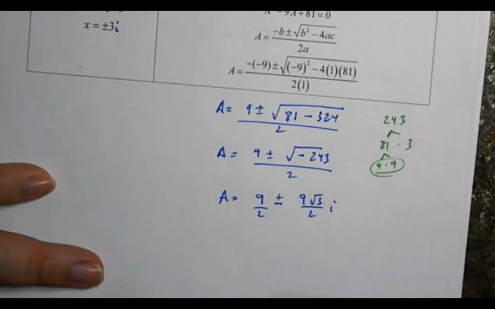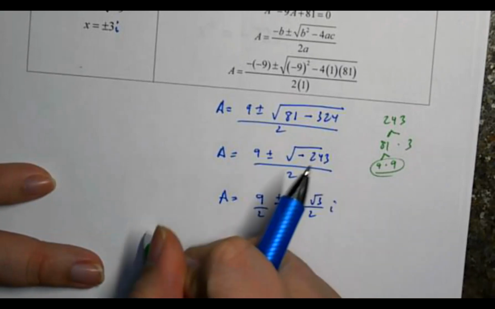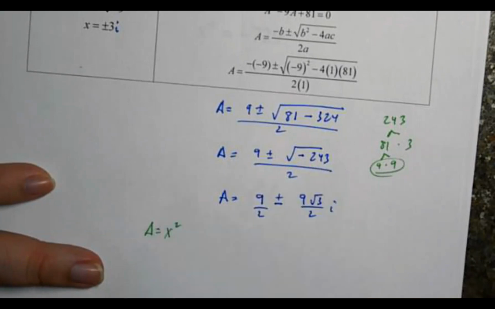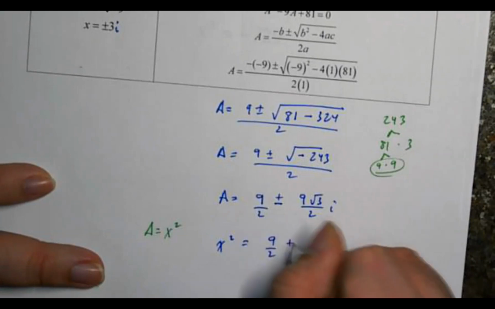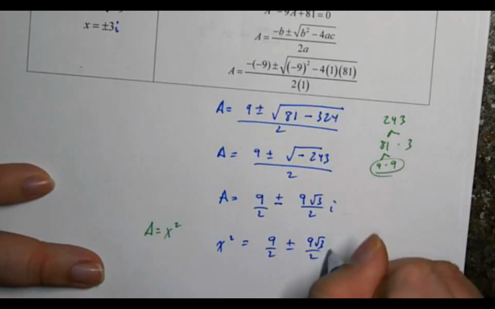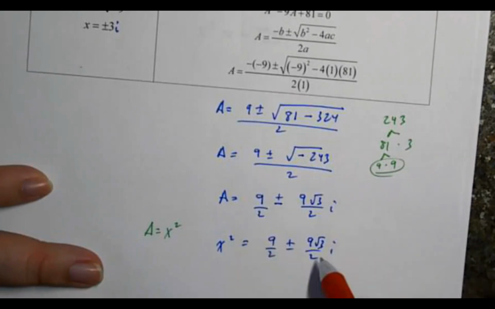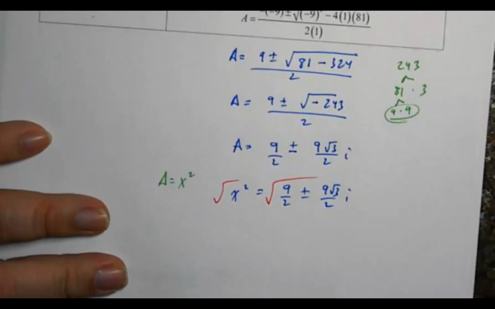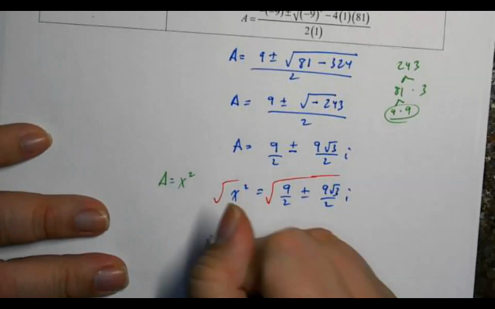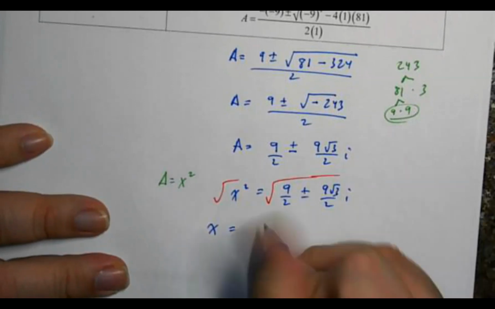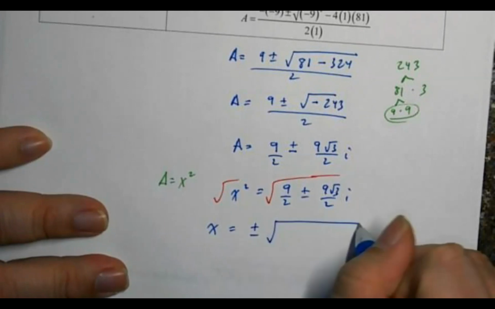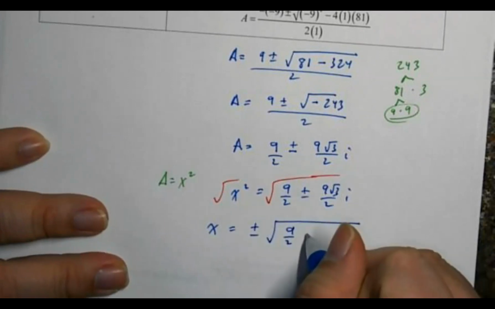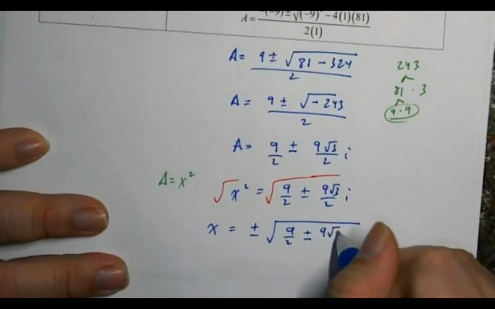So now, since I know that a is actually equal to x squared, then x squared is 9 halves plus or minus 9 square root of 3 over 2 i. So to solve this, I need to take the square root of both sides. So what I have is x is equal to plus or minus the square root of 9 halves plus or minus 9 square root 3 over 2 i.